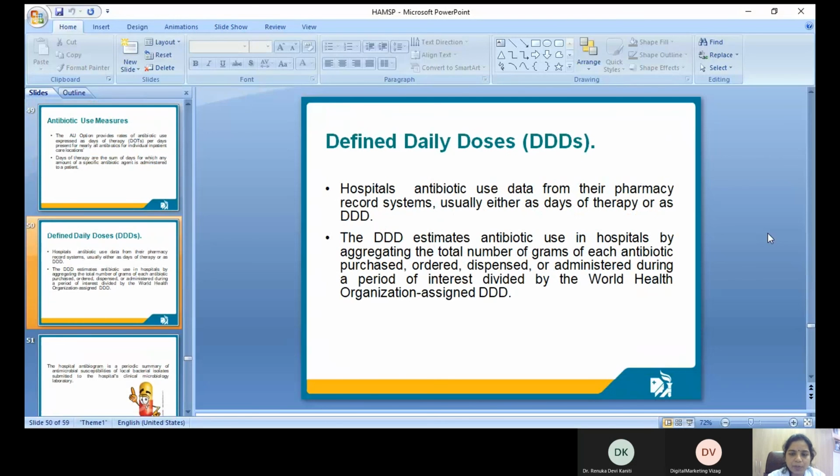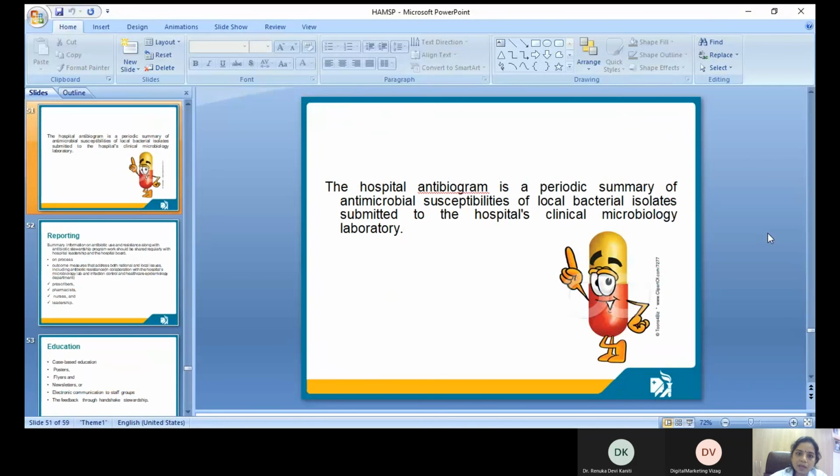DDDs. DDD estimates antibiotic use in hospitals by aggregating the total number of grams of each antibiotic purchased, ordered, dispensed, and administered during a period of interest, divided by WHO-assigned DDDs. So we can keep a benchmark for these two indicators and assess our interventions. Even the hospital antibiogram will help us in knowing the most common pathogens and resistance patterns of our hospital.